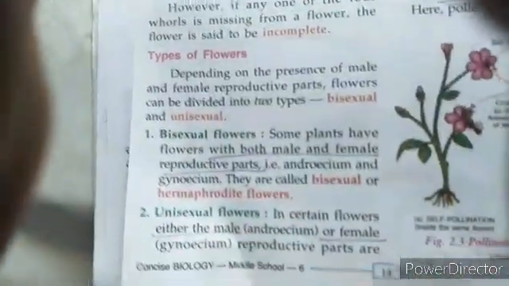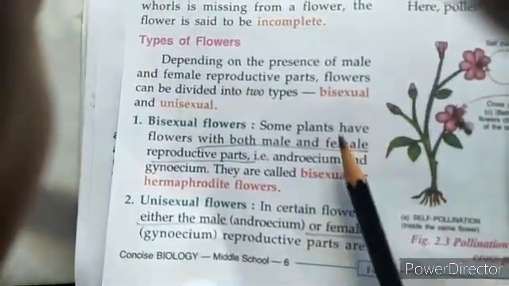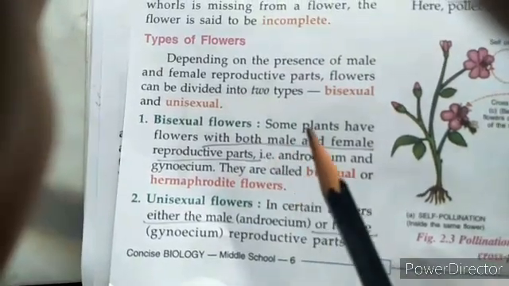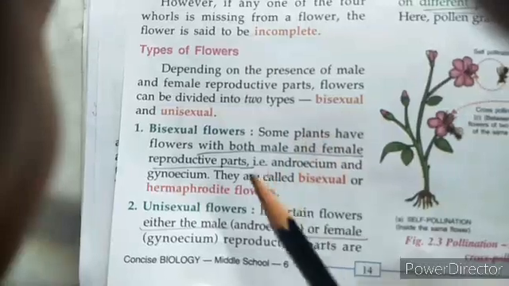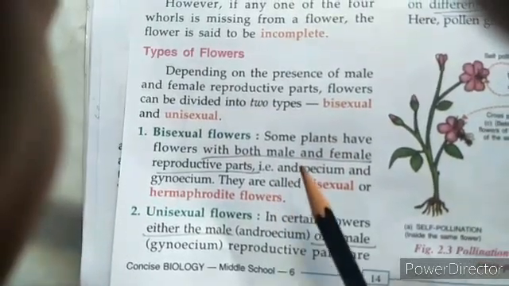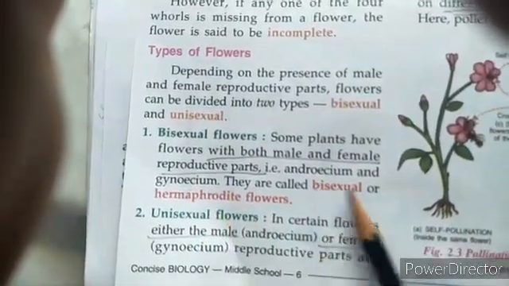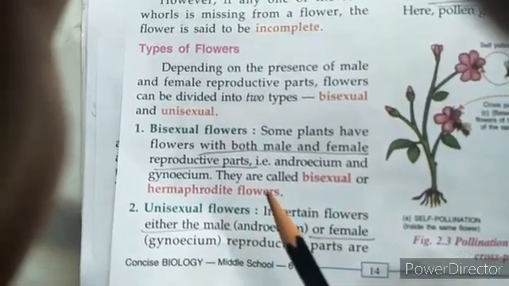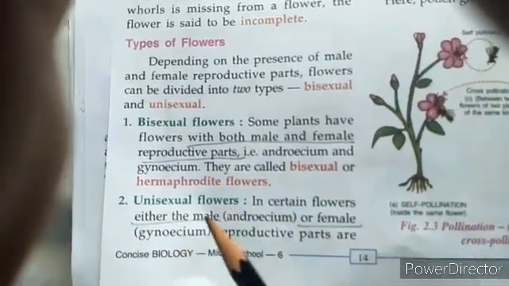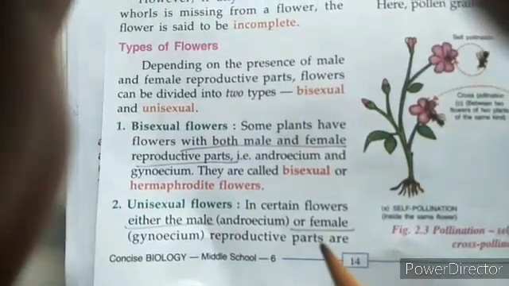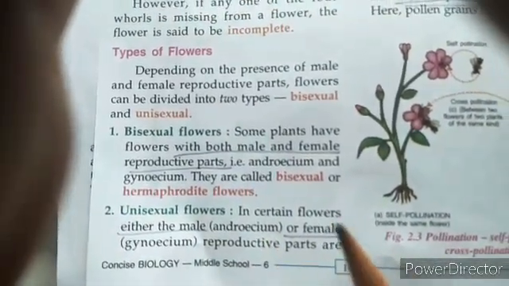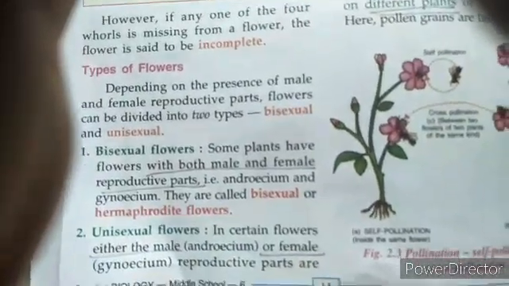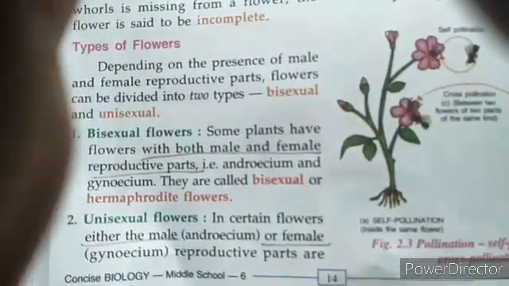We also came to know about the types of flowers. If all the four whorls are there, that means calyx, corolla, androecium, gynoecium are there, we call it a complete flower, and any flower that has both androecium and gynoecium, we call it a bisexual or hermaphrodite flower. Then unisexual flowers are the flowers that may not have both. They will have either androecium or a gynoecium as a reproductive part in that particular flower.